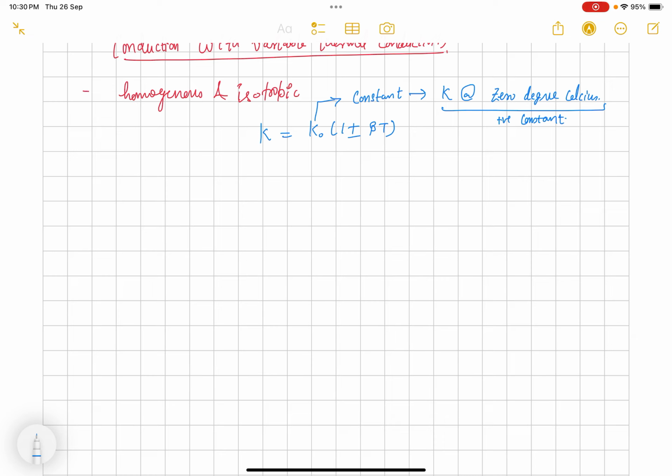If beta is positive, then thermal conductivity will increase with the increase of temperature, and if beta is negative, the thermal conductivity will decrease with the increase of temperature. And if beta is 0, then thermal conductivity is constant, no variation. So let me put that in words. If beta is 0, K is constant.